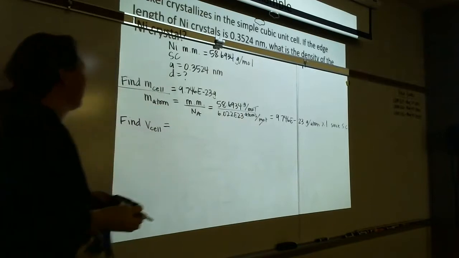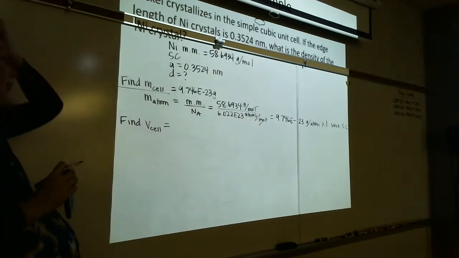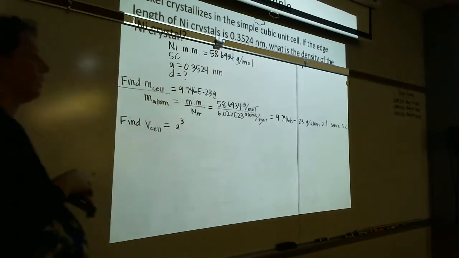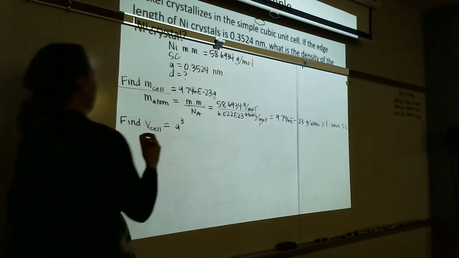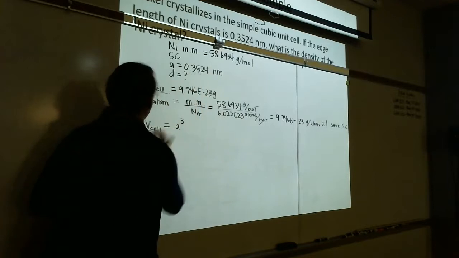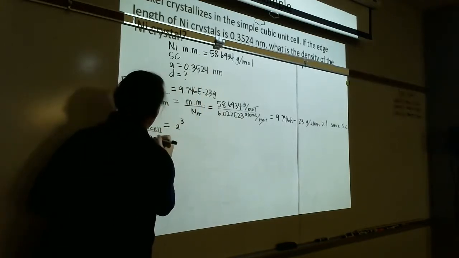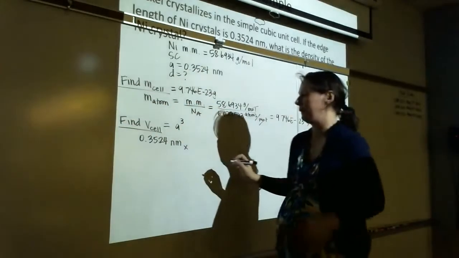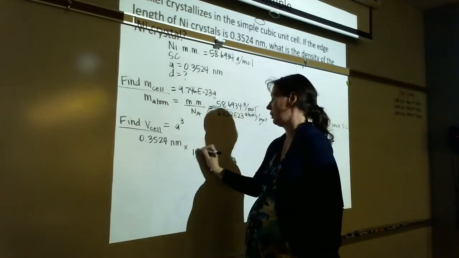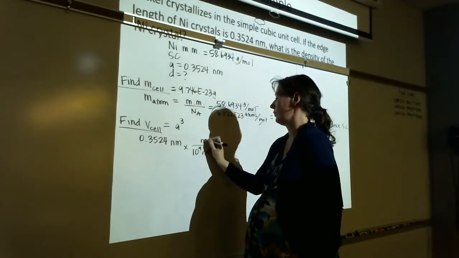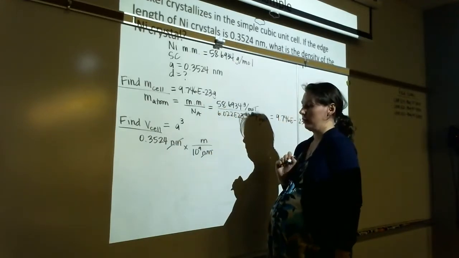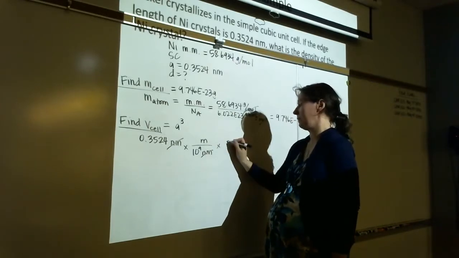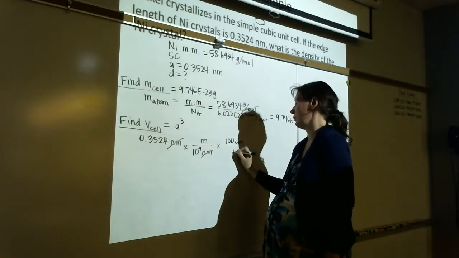So how do I get V cell? We learned how to do this in the previous type of problem too. A cubed. But what does A need to be in? It needs to be in centimeters, right? So we take our edge length, 0.3524 nanometers. How many nanometers are in a meter? 10 to the 9th. That gives me meters. And then how many centimeters are in a meter? Times 100 centimeters per meter, right?